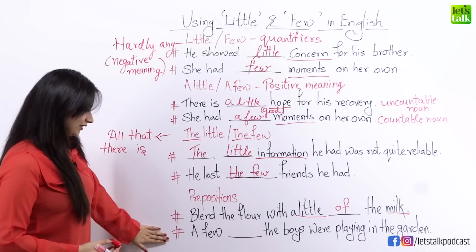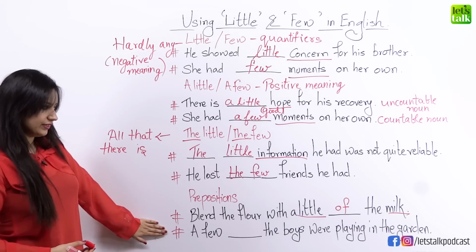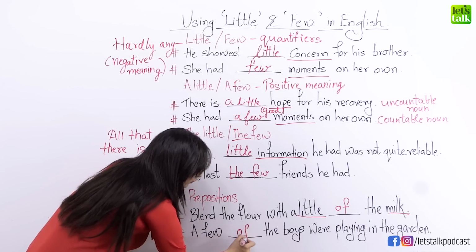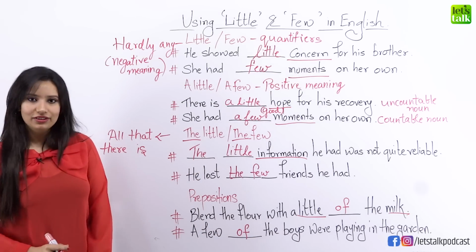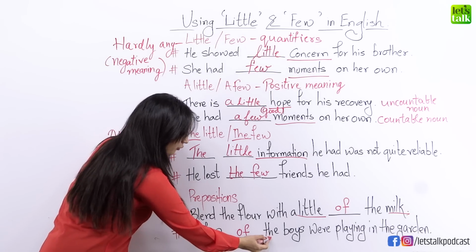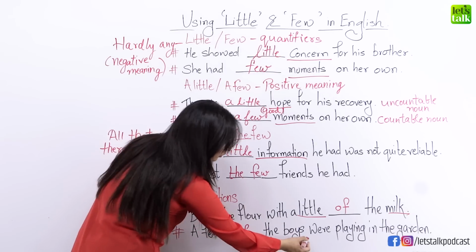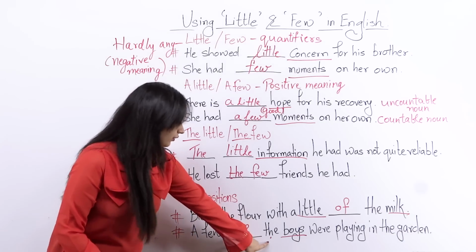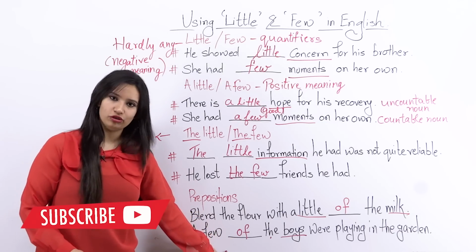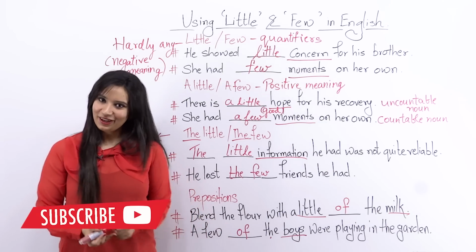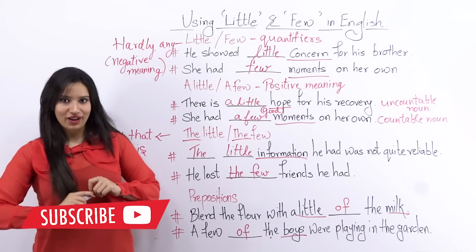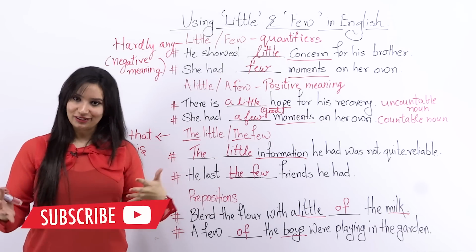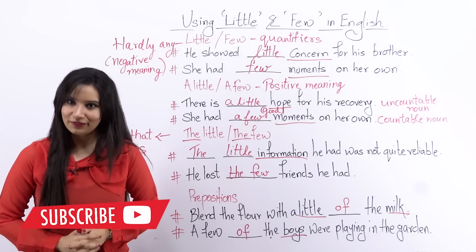And the same rule applies here. "A few dash the boys were playing in the garden." "A few of the boys were playing in the garden." So we have "the," which is the article before the countable plural noun, and "a few." And we need to join "the" with "a few" using the preposition "of." I hope this was not very confusing and would have rather helped you understand the use of little, few, a few, the few much better than you knew before.